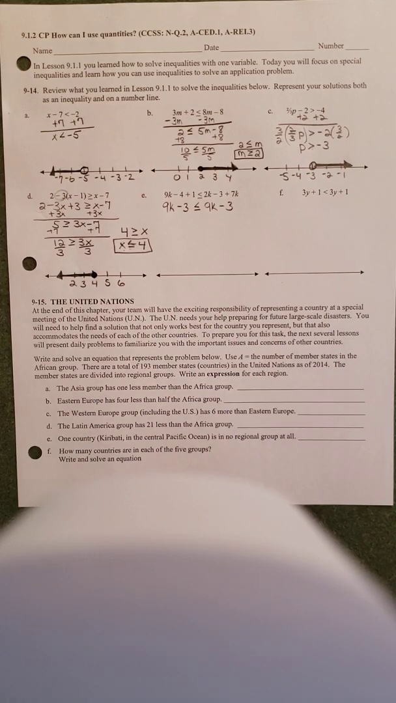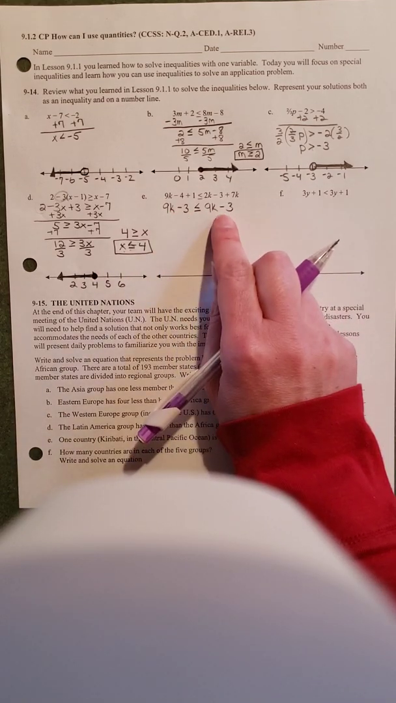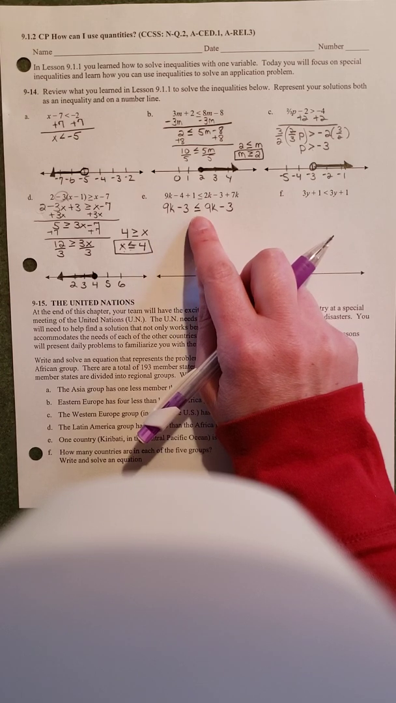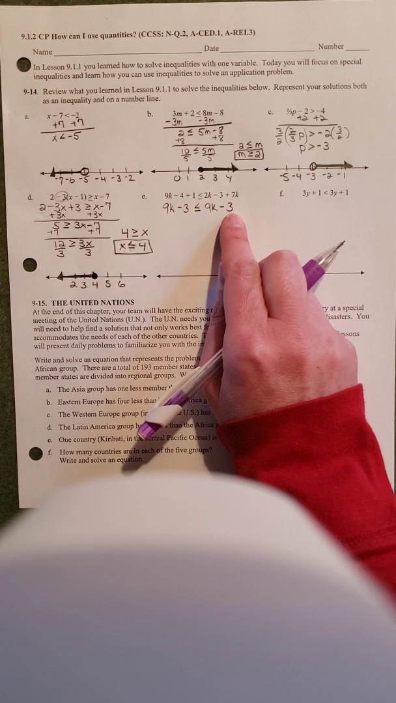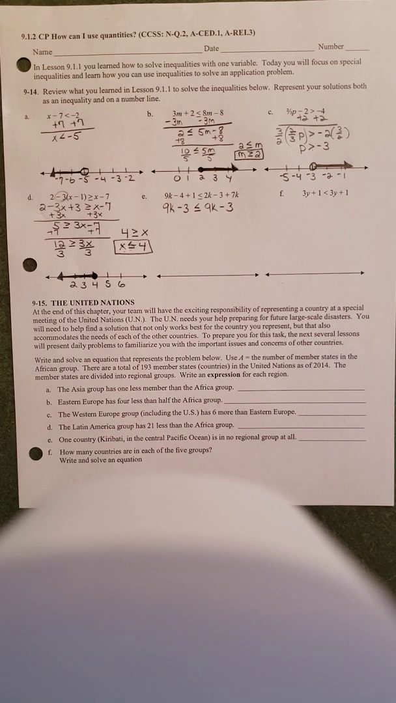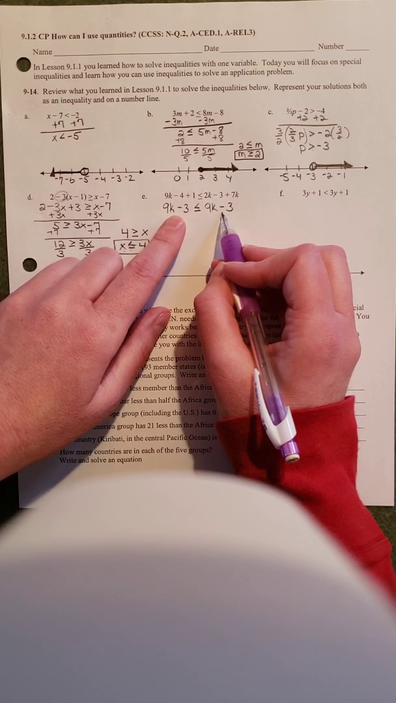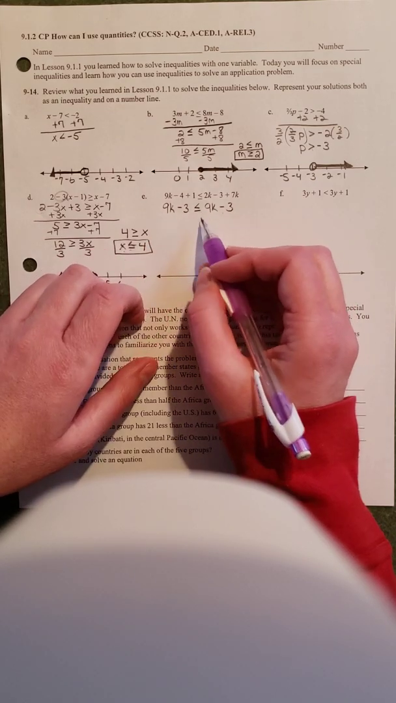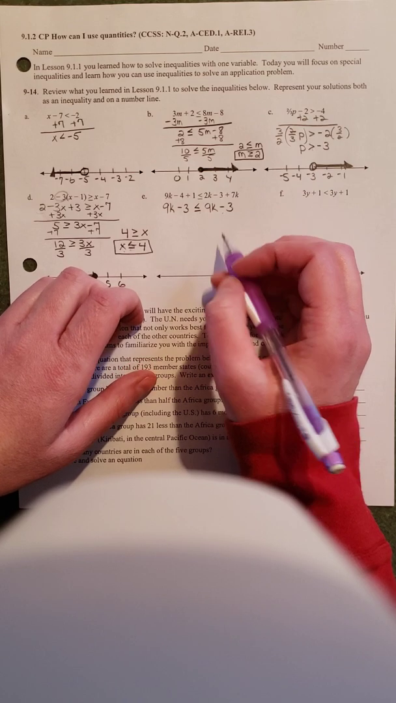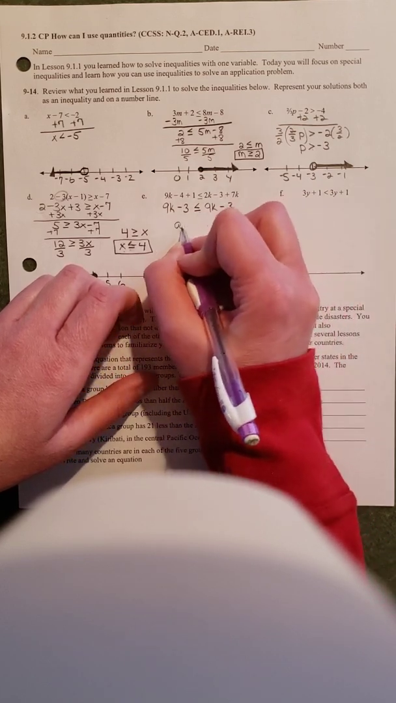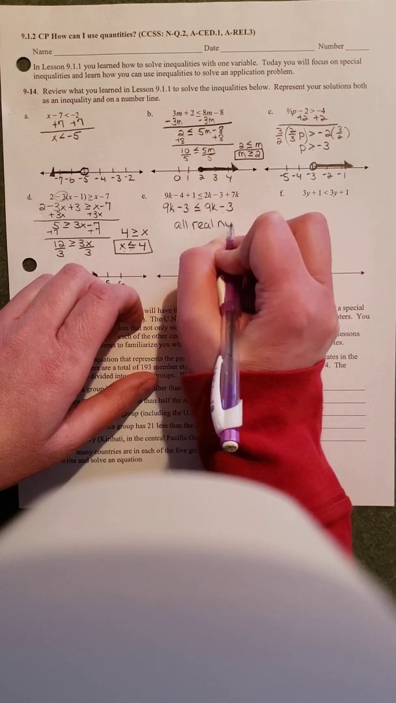Now, what do you notice here? Do you notice that we've got the same thing on each side? 9k minus 3 is less than or equal to 9k minus 3. So what would happen here if I plug any number in? Am I always going to get a true statement? And the answer is yes, I am. Because these are the same expressions on each side, and because I've got the equal sign, I can plug anything in here and I will get a true statement. So the answer to this is all real numbers.